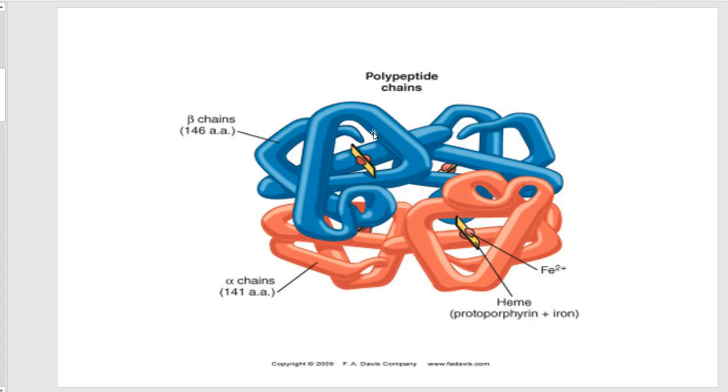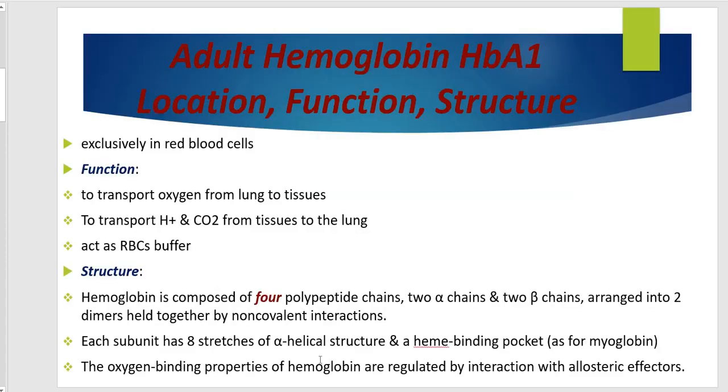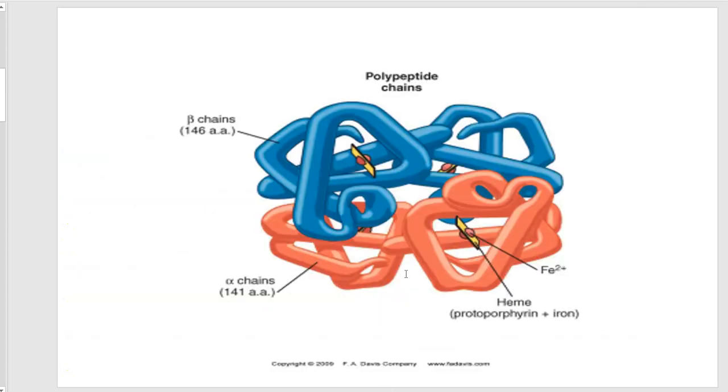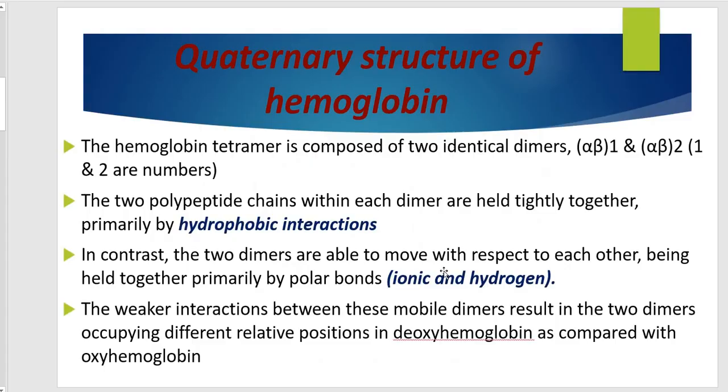Both dimers, alpha beta dimer 1 and alpha beta dimer 2, will be connected by non-covalent bonds, like this figure, hydrophobic bonds.